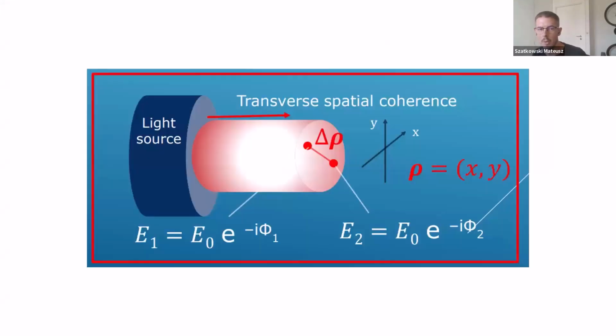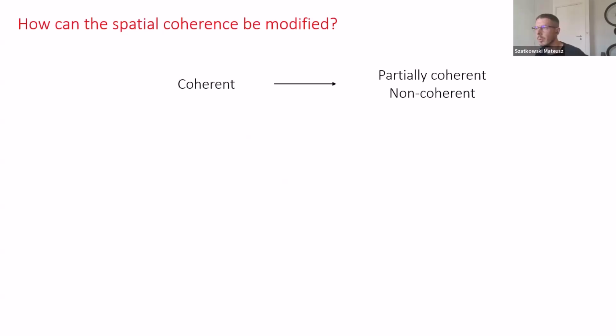This talk would be about transverse spatial coherence. So all of the coherence aspects that I'm going to talk about relate to the correlation between two points in space at fixed time in the transverse plane. So the question is how can spatial coherence be modified? Typically what we would like to do is start with coherent and go to partially coherent or non-coherent, depending on the application.